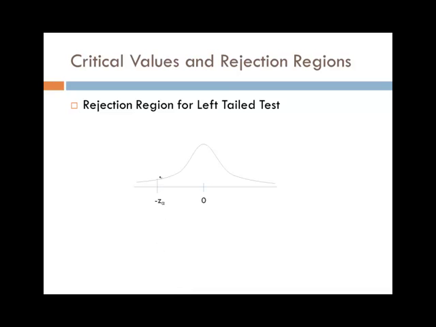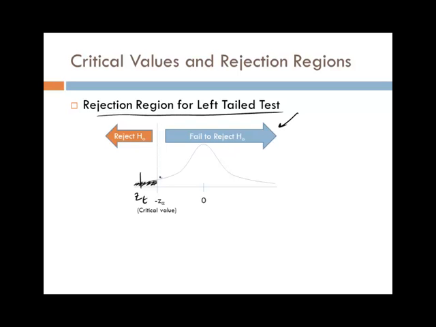So for a left-tailed test, here we have negative z alpha, the critical value. We reject the null hypothesis if the test statistic falls in that region. So once again, if z sub t, the test statistic, falls in that area, then we reject. However, if it falls to the right of that for a left-tailed test, we fail to reject. Once again, we're not going to be using this necessarily as our criteria, but it's nice to visualize.